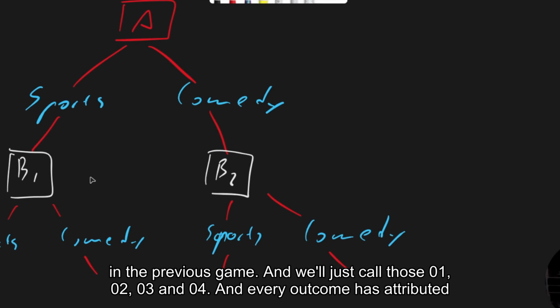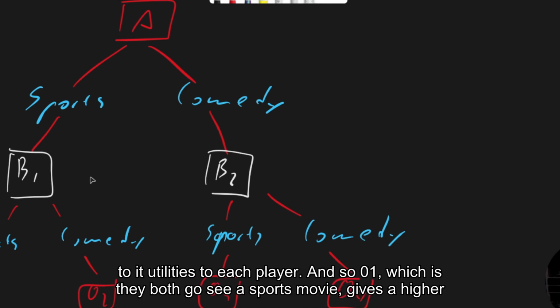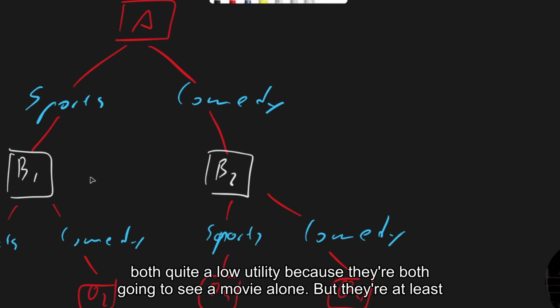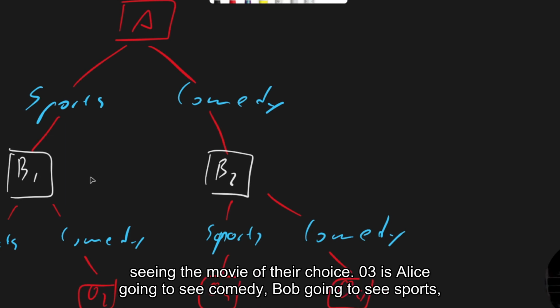and we'll just call those O1, O2, O3, and O4, and every outcome has attributed to it utilities to each player. And so O1, which is they both go see a sports movie, gives a higher utility to Alice. So 3 to Alice, 2 to Bob. Alice seeing sports, Bob seeing comedy gives them both quite a low utility because they're both going to see a movie alone, but they're at least seeing a movie of their choice.